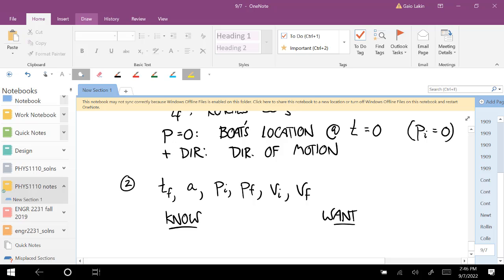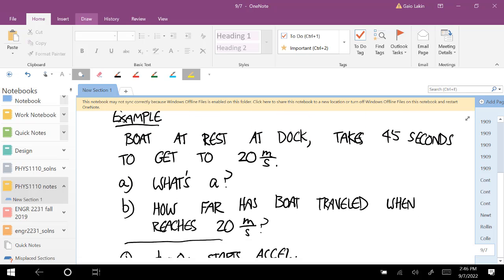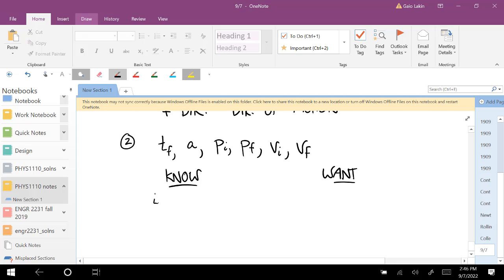Okay, so we know that time equals 0 is when the acceleration starts. We know time final is when it reaches 20 meters per second. Do we know the number of seconds that it takes between those two? Is that something that's given in this problem? 45 seconds, yep. So time final is 45 seconds. Do we know the acceleration? Do we want it? Yep, that's the thing we're asked for, so I'll put that over here. So we know our equation has to have A in it. All 3 of these equations have A in it, so that doesn't help us narrow it down.